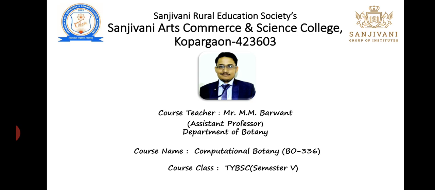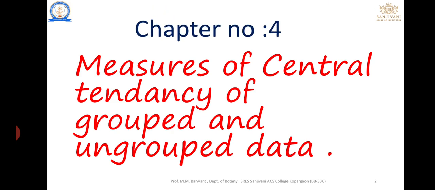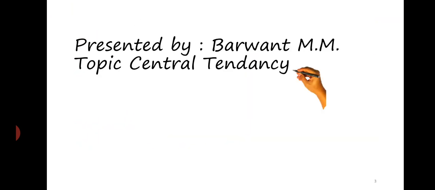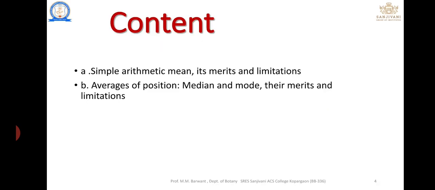Previously we have seen the three chapters of computational botany. In this lecture, we are going to see the next chapter of computational botany, that is chapter number 4, measures of central tendency of grouped and ungrouped data, presented by Barwant MM. The topic is central tendency.